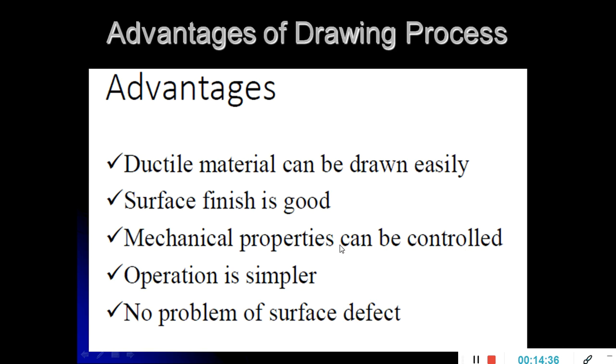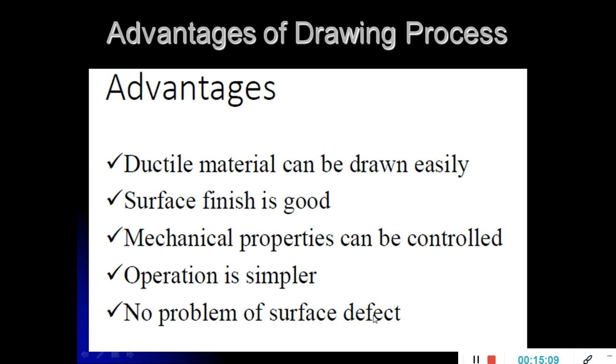Therefore, surface finish in the drawn products is very good. Mechanical properties can be controlled. Of course, as the drawing process is a cold working process, the mechanical properties are controlled in a systematic manner. Operation is very simple. It consists only of the drawing die, and the drawing die consists of a tapered hole. The workpiece is fed from one end and it can be drawn from the other end. So it is a very simple process as compared to the extrusion process.